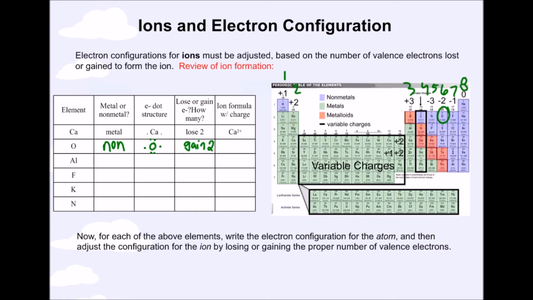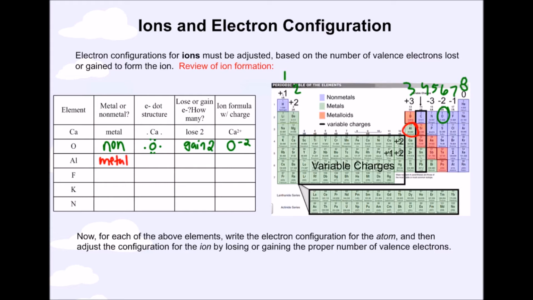Now, when it gains those 2 electrons, oxygen becomes negatively 2 charged. So it's important that you understand that. If you're gaining 2 electrons, you are gaining 2 negative charges. So therefore, you become negatively charged. I'll do aluminum, and the others you should be able to do on your own. So aluminum is a metal. It's located right here.